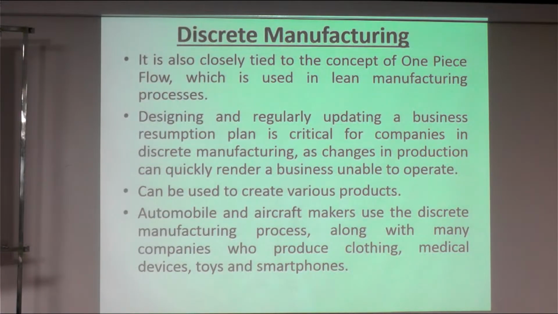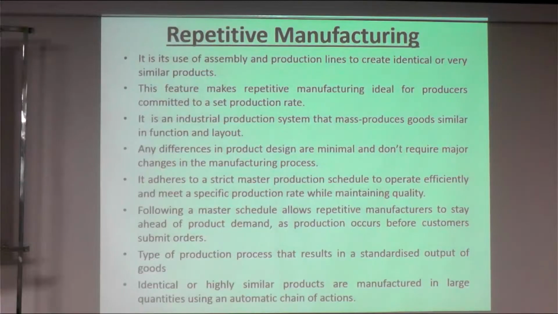It is also closely tied to the concept of one piece flow, which is used in the lean manufacturing process. It can be used to create various products. Automobiles and aircraft makers use discrete manufacturing processes along with many companies who produce clothing, medical devices, toys, and smartphones. Again, smartphones, for different models there may exist different models also.